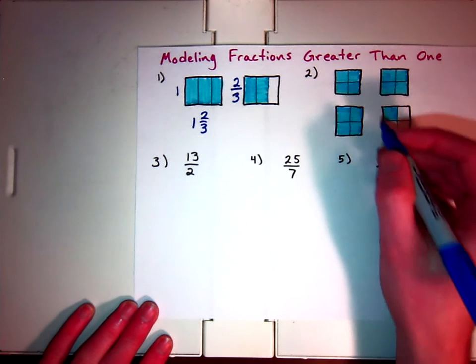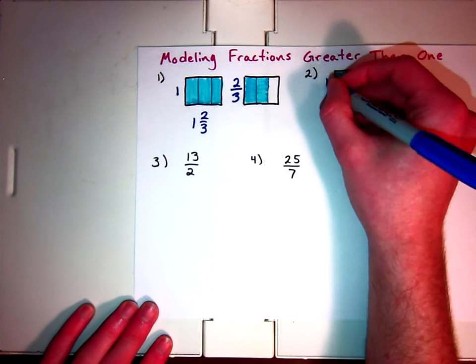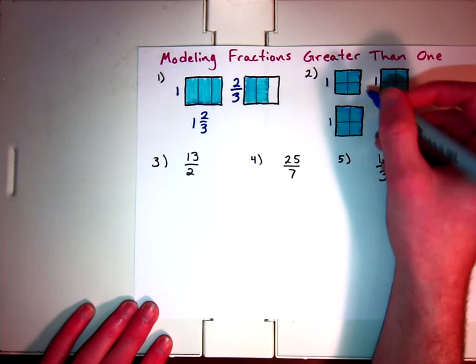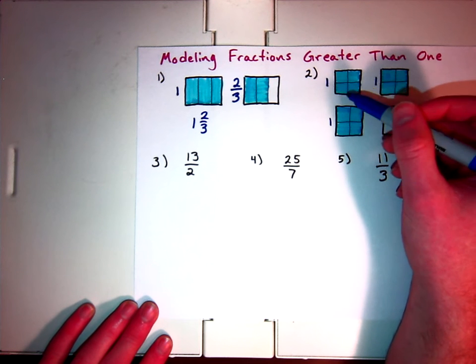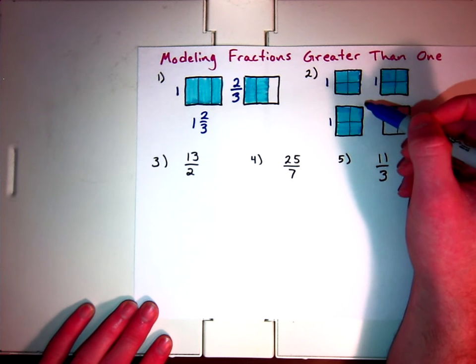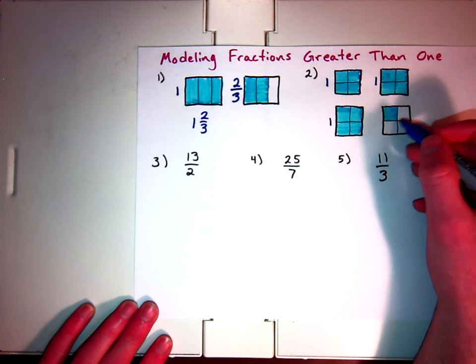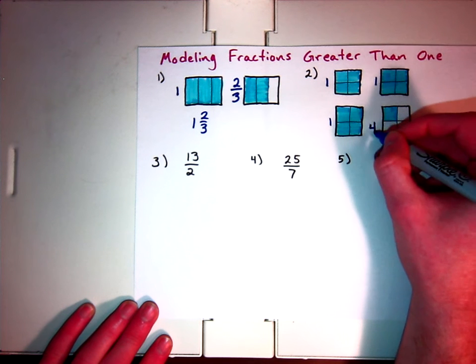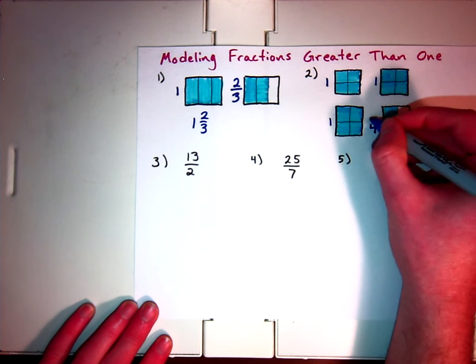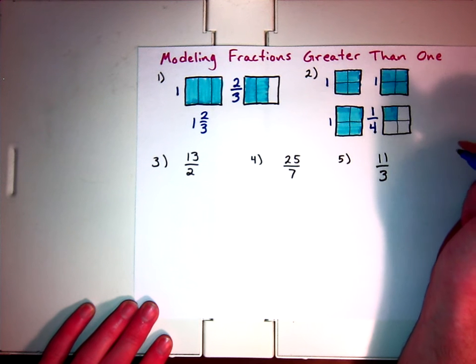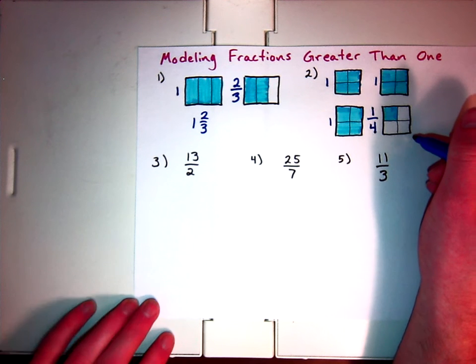For number 2, well, I see this is a whole number. This is a whole number. And this is a whole number, right? These are squares. They're cut into fourths. Okay? And they're all the way shaded. So I have 3 whole numbers. And then over here, it's cut into fourths. So 4 is my denominator. And my numerator is 1, because I have one portion of that shape shaded.